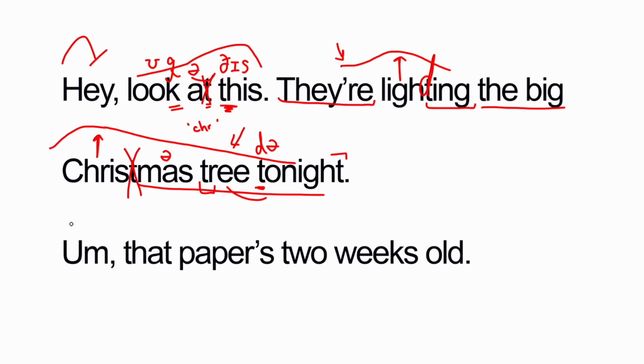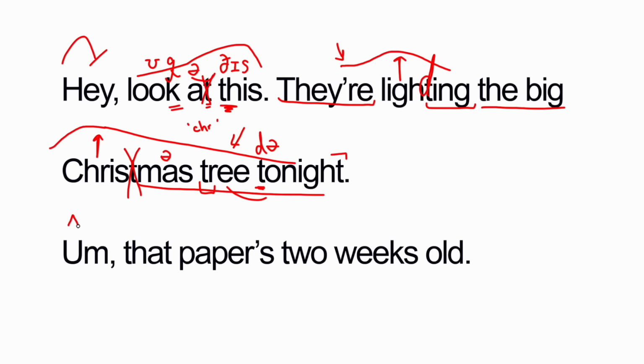Our thinking vowel in American English is the vowel. That paper's 2 weeks old. So again, two up-down shapes of stress. That paper's 2 weeks old. And the other words falling into the line.